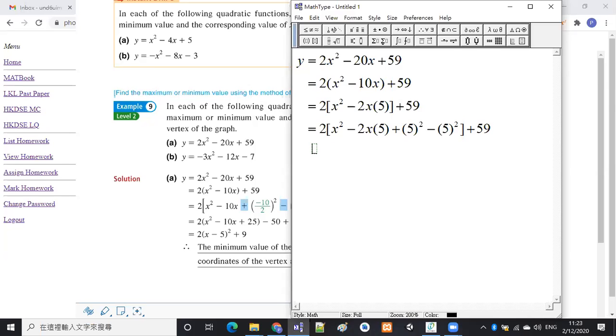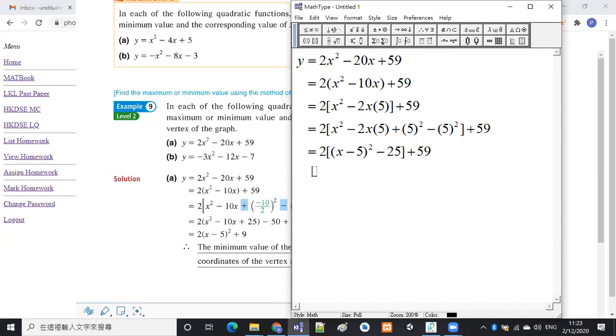And then the first 3 terms inside the square bracket will form a perfect square. Okay, so that is like this. X squared minus 2xy plus y squared becomes x minus y bracket square. Okay, and then minus 5 squared, that is 25. And don't forget the plus 59 at the end.